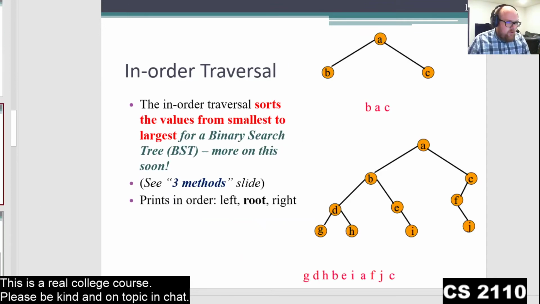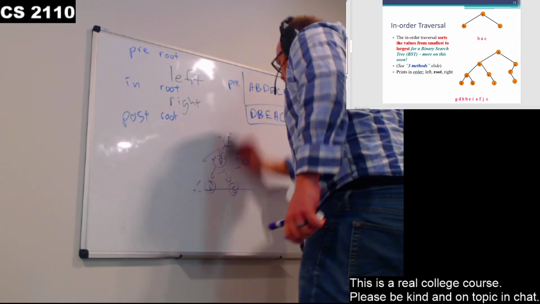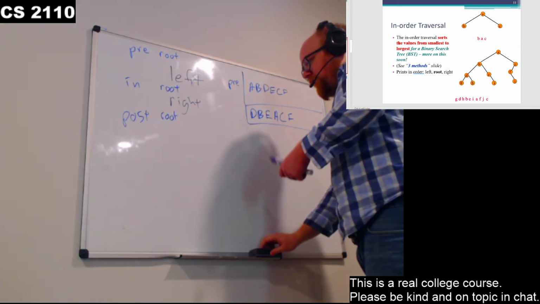An in-order traversal actually has a value to it, and that is if your tree is a binary search tree, your in-order traversal will always produce a sorted result. If your tree is a binary search tree, an in-order traversal will always return every element in sorted order. Let's do an example of this. Let's just make up a binary search tree on the fly.